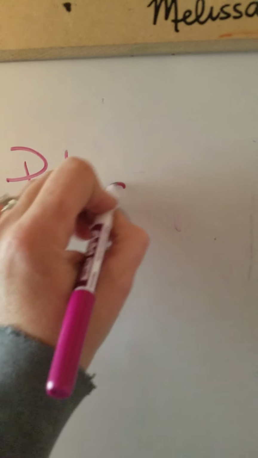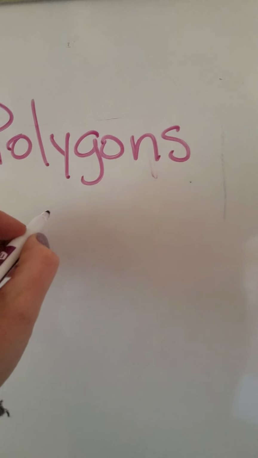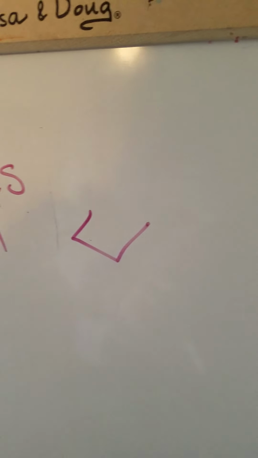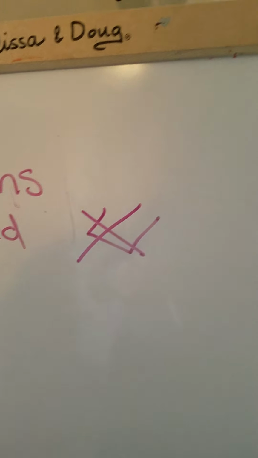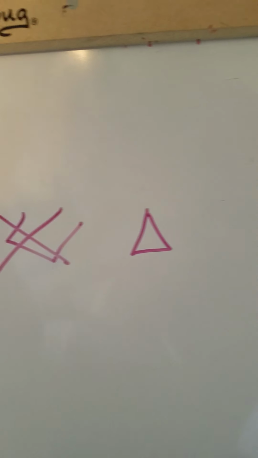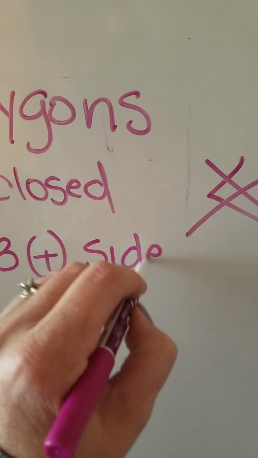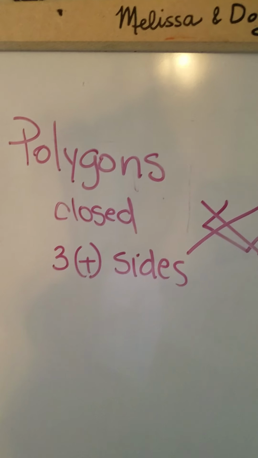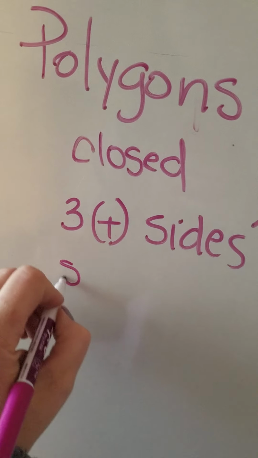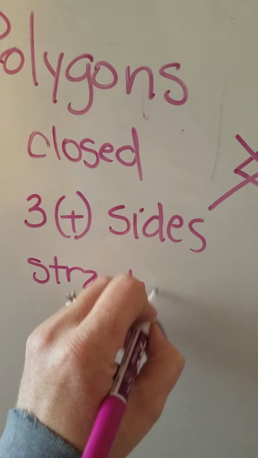So the first thing that we talked about were polygons. And we said that to be a polygon, you have to have a certain characteristic. First, you have to have a closed figure. So this is not a polygon. Anything that is closed, meaning it has 3 or more sides, would be a polygon. But remember, there's one more thing that a polygon has to have. The sides have to be straight.